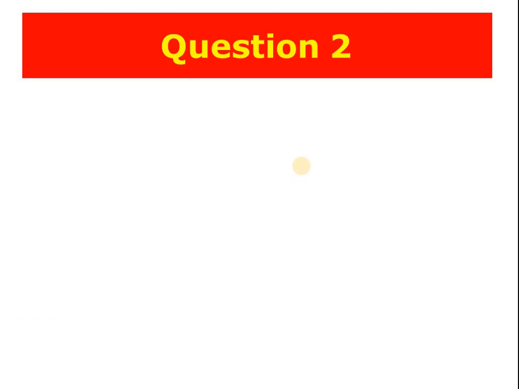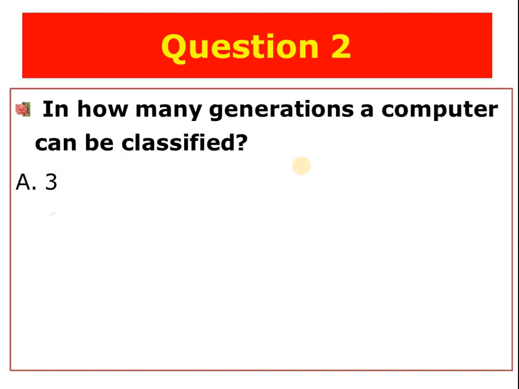Okay, the second question. Question number 2. In how many generations a computer can be classified, or computer can be classified into blank? A. 3, B. 4, C. 5, D. 6. The answer for this question is C. C is the answer. There are 5 generations of computer.